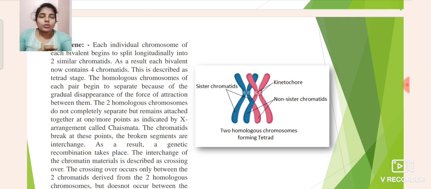The two chromosomes split completely, forming four chromatids. Then these four chromatids come together, forming the tetrad stage.